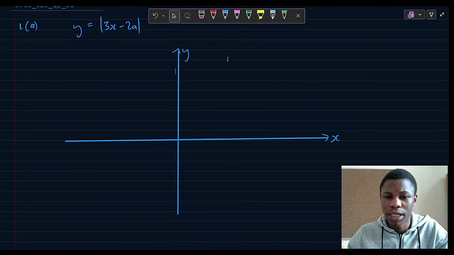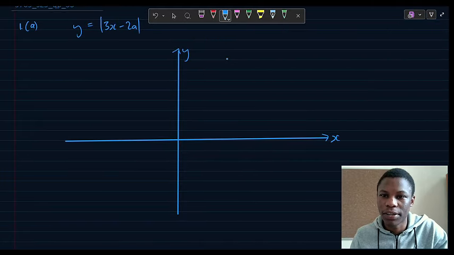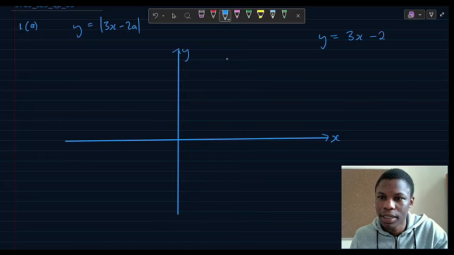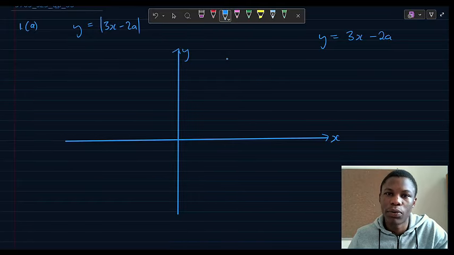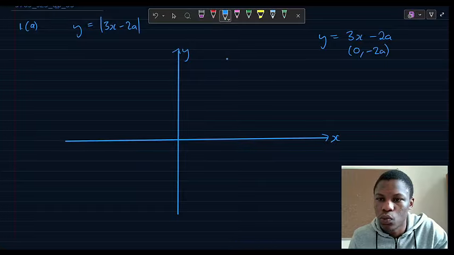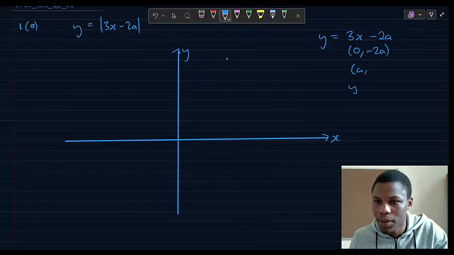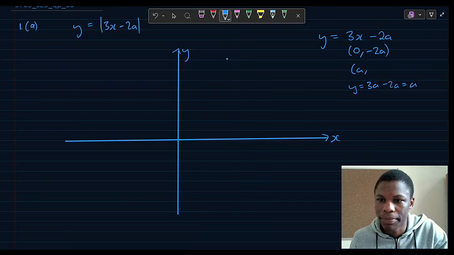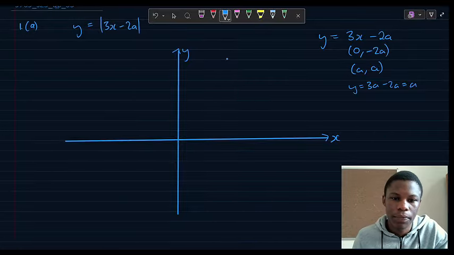Whenever you're drawing a modulus graph, you want to start off by drawing the graph of the straight line first. So we want to draw the graph of y equals 3x minus 2a. And now we need 2 points that lie on this line for us to be able to draw the straight line. So when x is 0, y has to be negative 2a. And then when x is a, y has to be 3a minus 2a, which is a. So I've got the point a.